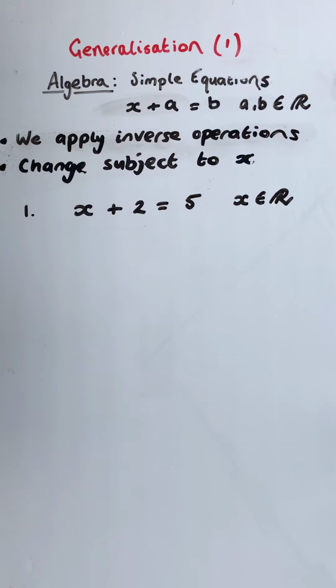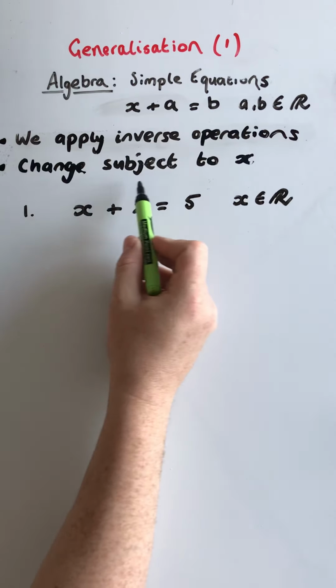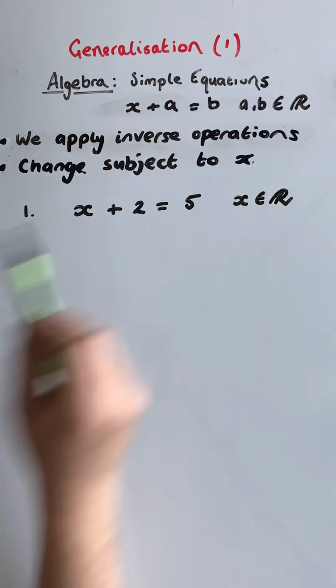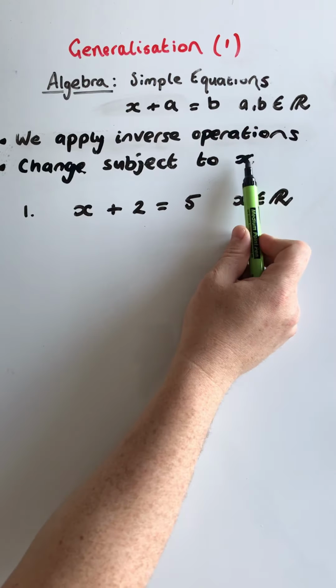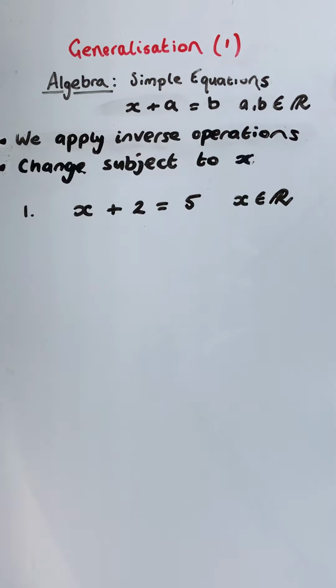In this lesson we are going to generalise the simple equations that we have been working through. What you should know so far: these are all linear equations, and to solve equations we change the subject to x so that the x, the variable, is on its own. We do this by applying inverse operations.